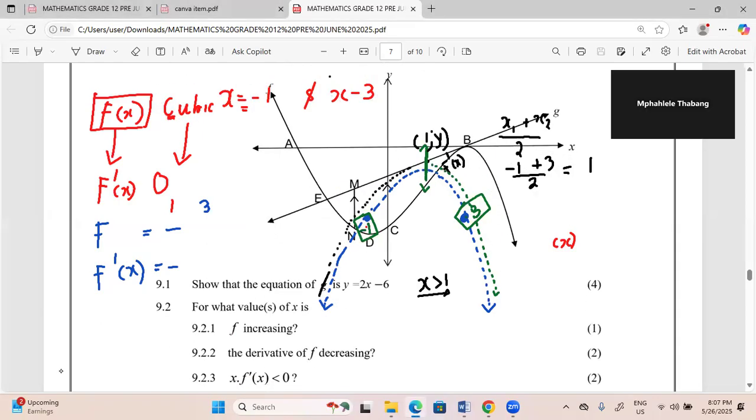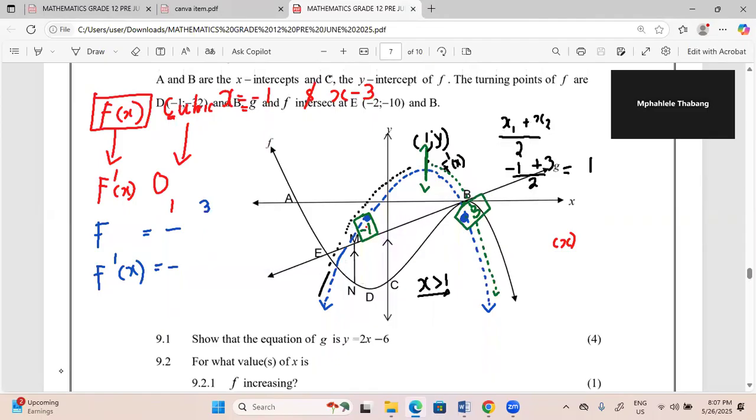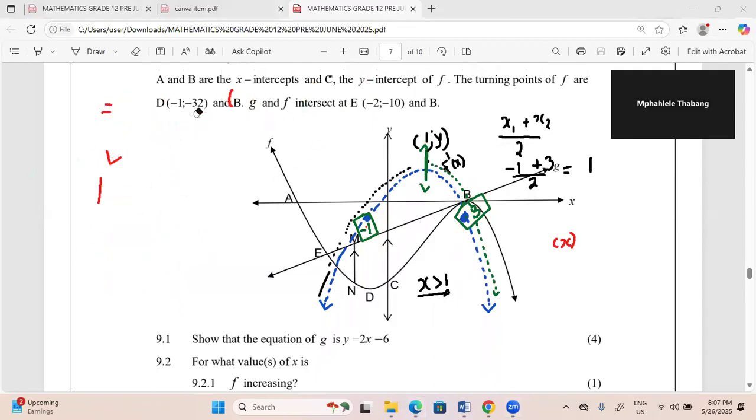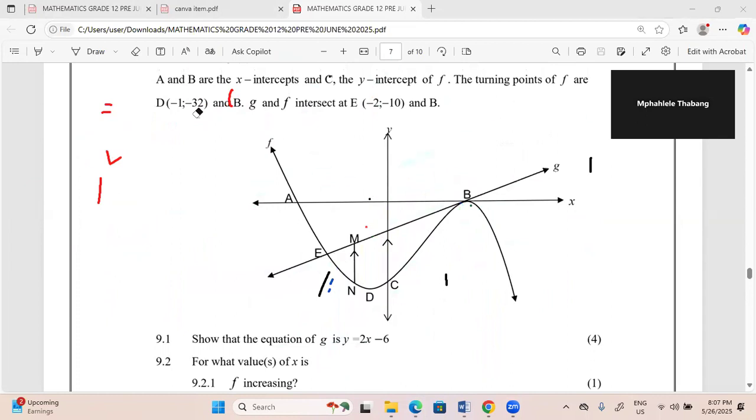Let me look at it. The derivative of f is decreasing. Yes, whenever x is greater than 1, so from the right-hand side of 1, the derivative of f is decreasing. Okay. I think there might be a simpler approach because I'm looking at the marks. There might be a simpler approach of doing the problem. So my approach might be a bit complicated. But the reason I took my approach is that I want you guys to know the relationship between the cubic function and its derivative.